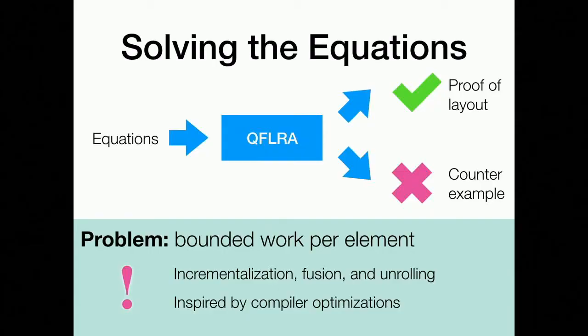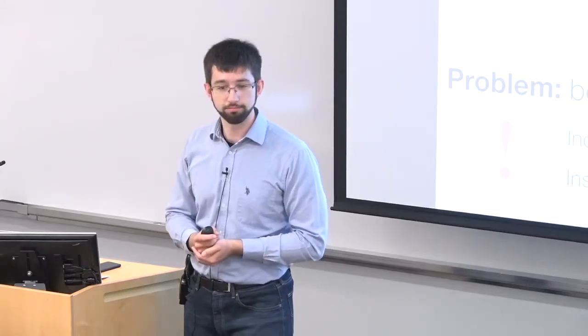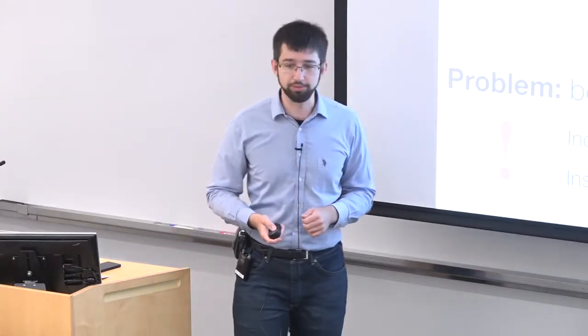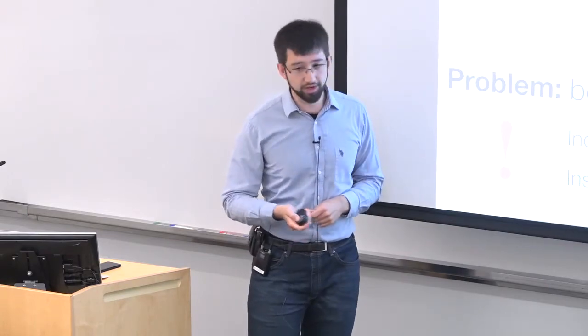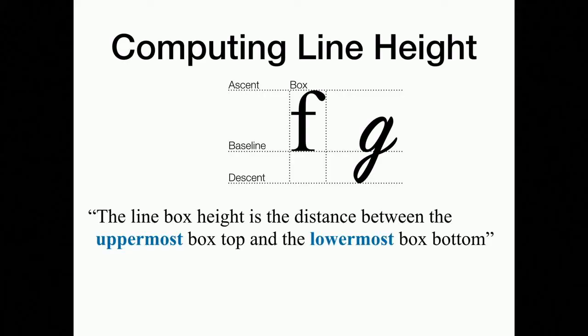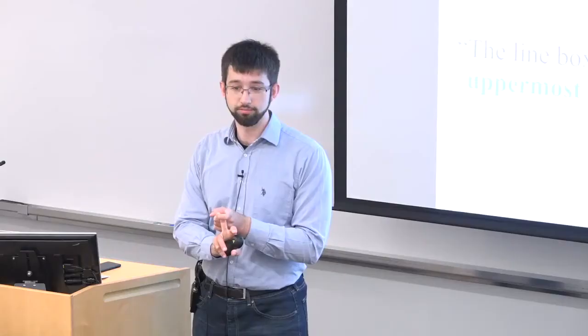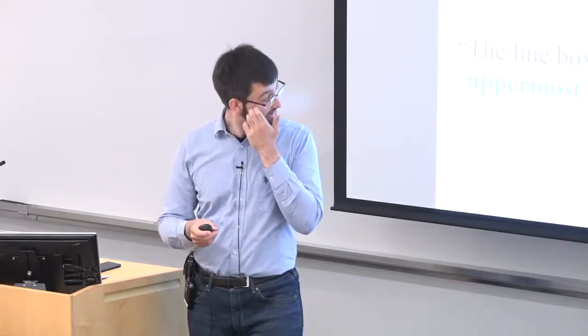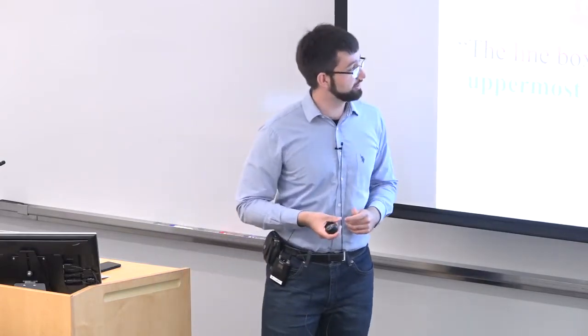Well, I took inspiration from some compiler optimizations, which you normally apply to programs, and found a way to think of them as applying to constraints. And these are optimizations like incrementalization, loop fusion, or loop unrolling. Let me give you an example of how these might apply. So here's one thing a browser has to do. It has to determine how tall a line of text is. And the standard tells you how to do it. You have to find the tallest letter, get its top, and subtract from the bottom of the lowest letter. Makes sense. The challenge is the words tallest and lowest.